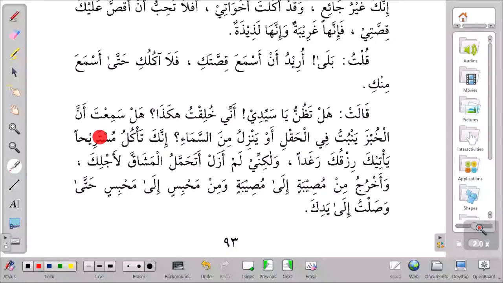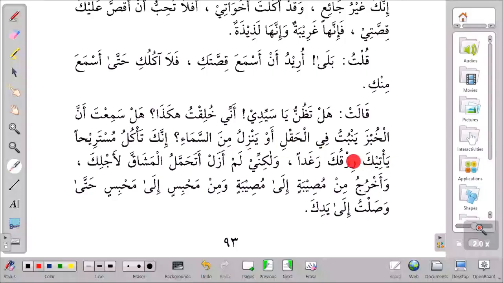That is hal, the condition in which he is, the state in which a verb is done. So he says, innaka ta'kulu mustarihan. Indeed, you are eating relaxed. Don't say mustarihan; as I said, it's from the verb istaraha yastarihu. Istaraha, he rested. Yastarihu, he rests. So mustarihan, the manner: in a relaxed manner. You are eating in a relaxed manner.